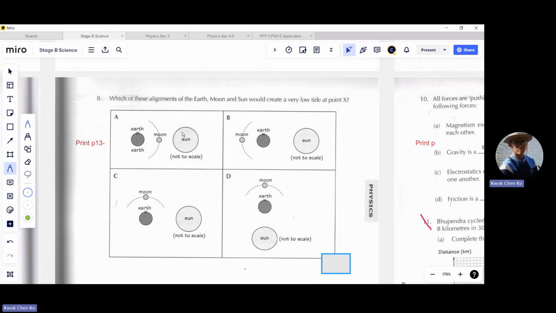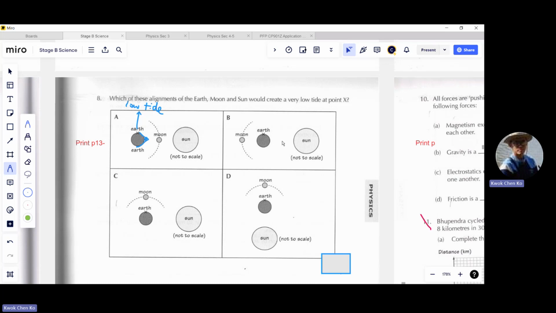Okay, what kind of forces are we talking about here? Gravitational force, yep, AKA weight. Newton. So what happens is the water on the Earth will get pulled towards the moon and the sun. So therefore, at this time, X is at low tide. The water is pulled towards here. So X is low tide.